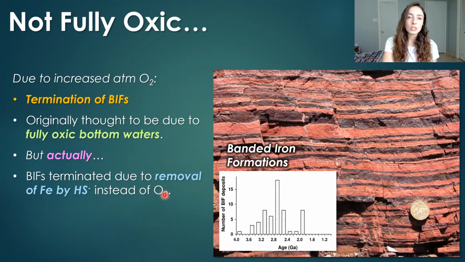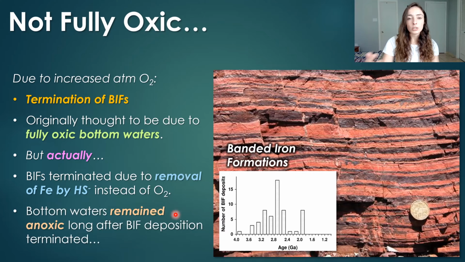However, more evidence now points to the termination of BIF formation because of the removal of iron by sulfide instead of oxygen, which also agrees with the fact that SRB, sulfate-reducing bacteria, were maintaining the bottom waters really sulfidic during the time after the GOE due to increased sulfate flux to feed them their sulfate food. And they also were producing the sulfide and keeping it anoxic and sulfidic. And that removed the iron, not the oxygen. And yeah, bottom waters remained anoxic and depleted in oxygen long after BIFs terminated, which goes against what we had originally hypothesized, but now we know better.